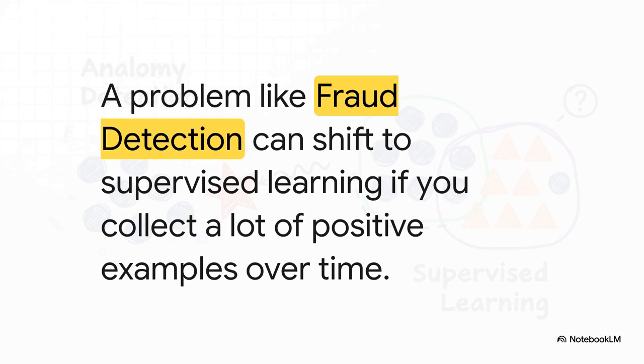But, and this is a really important point, the right tool for the job can actually change over time. Imagine you're a small startup. You'd probably use anomaly detection to spot fraud because you just don't have many examples. But fast forward a few years and you're a massive e-commerce site. Suddenly, you've collected thousands of examples of different kinds of fraud. Well, guess what? Your problem might have just graduated into a supervised learning problem.